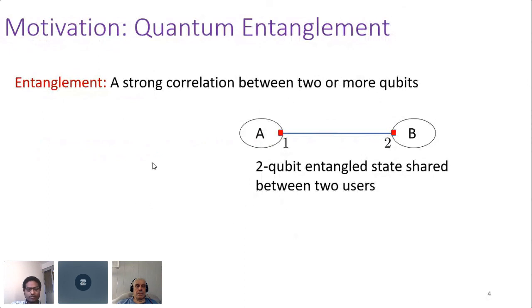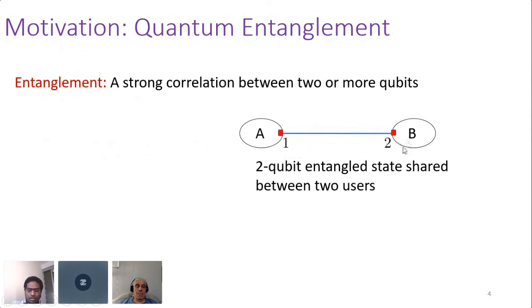For many applications of the quantum internet, the main requirement is entanglement of qubits shared between users. Now, what is entanglement? Entanglement is essentially the existence of a strong correlation between two or multiple qubits. For example, here there are two users, A and B, who share a 2-qubit entangled state. If user A manipulates its qubit, that will have an effect on the qubit stored at the other user.